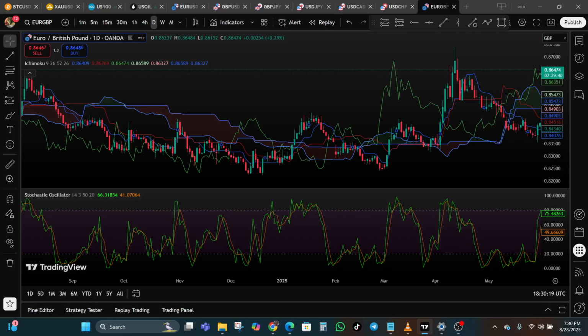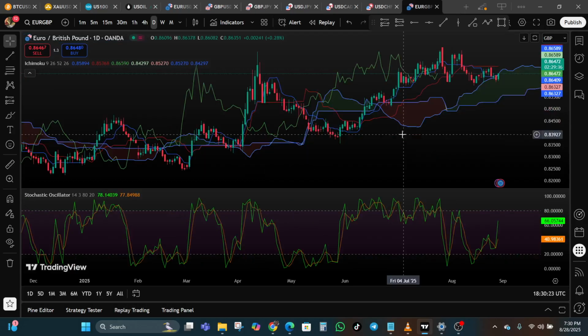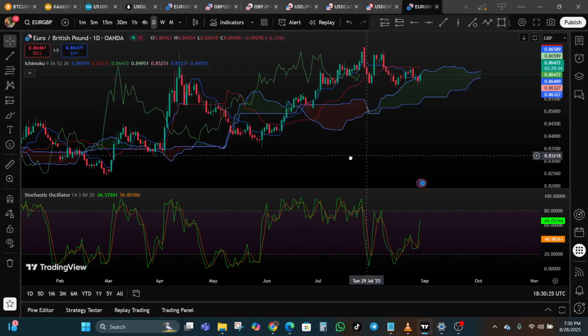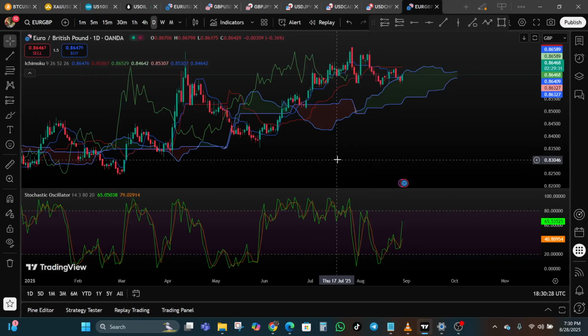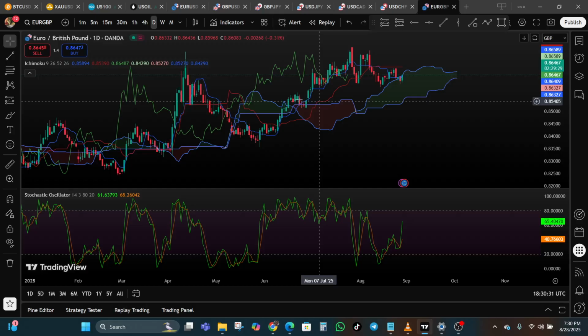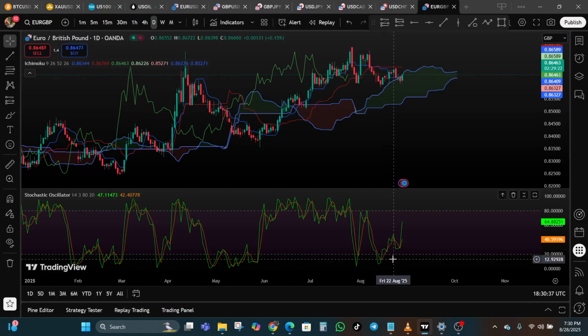The stochastic plus Ichimoku crossover occurs when the stochastic generates a signal that aligns with the Ichimoku trend. For example, if the price is above the Ichimoku cloud, indicating an uptrend, like what is happening here right now, and then you notice that the stochastic crosses upwards from the oversold, this becomes a high probability swing trade. We got a buy signal from the stochastic here, and we had the price bouncing off the Kumo cloud around here, so this gives us a buy signal.